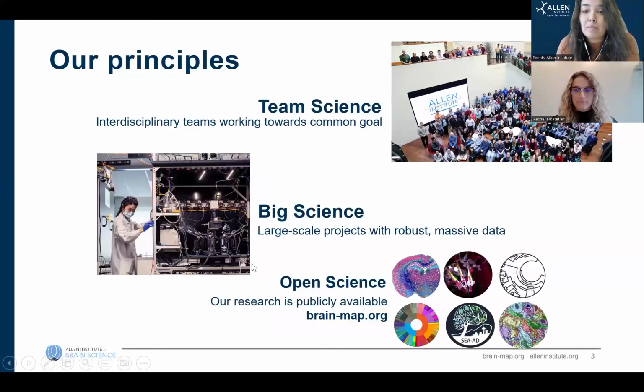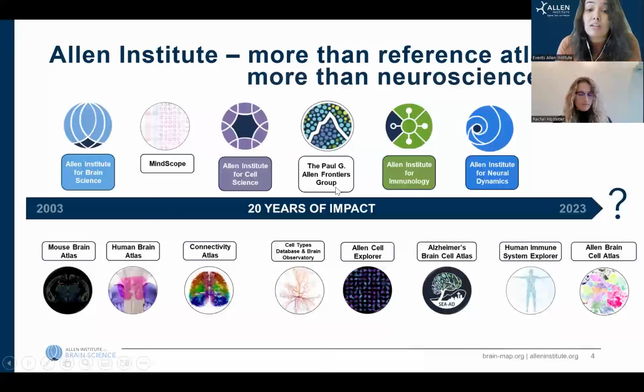And so just a quick recap about the Allen Institute. We are a 20-year-old nonprofit research company. Our focus is on team science, multiple teams working towards a common goal, allowing us to do some big science, big data, and all our science and data is available publicly on brainmap.org.